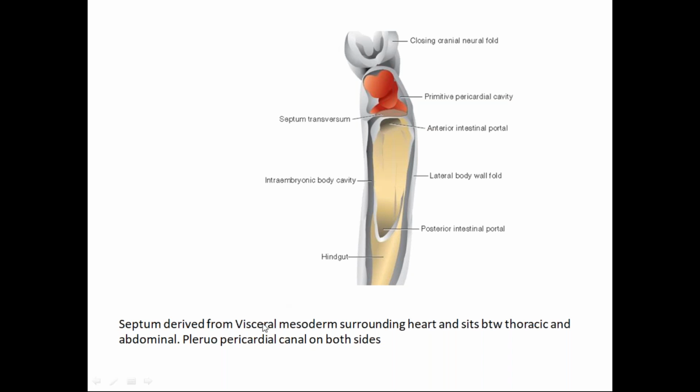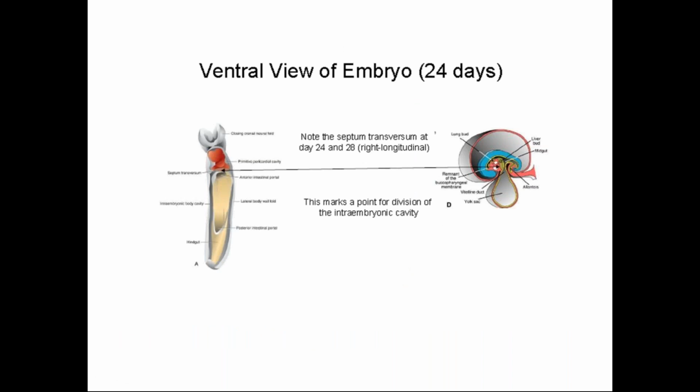So the septum is derived from visceral mesoderm surrounding the heart and sits between the thoracic and abdominal cavity, separating them. On either side, there are two canals which are called the pleuropericardial canals. Now let's see the ventral view of the embryo at 24 days to 28 days.